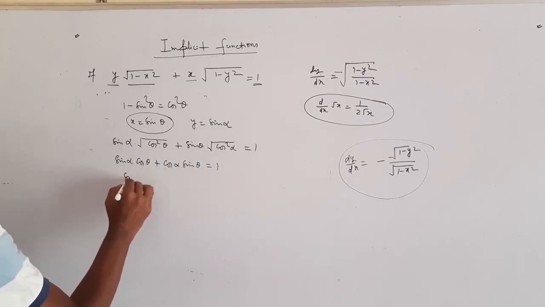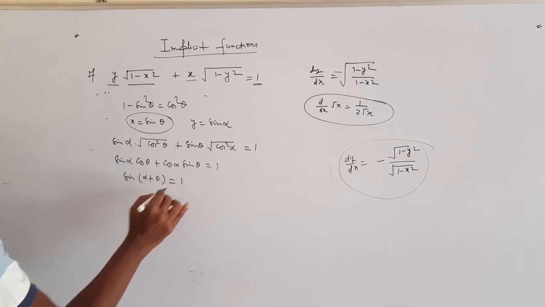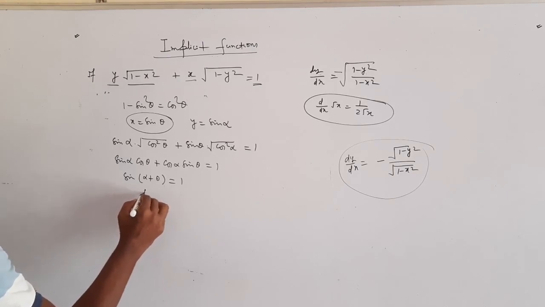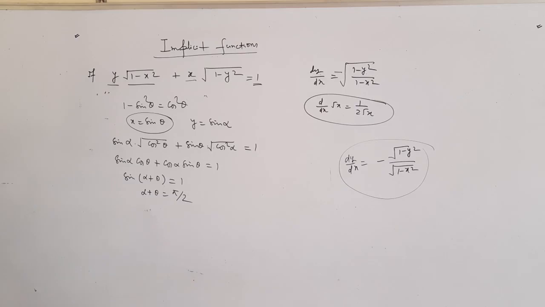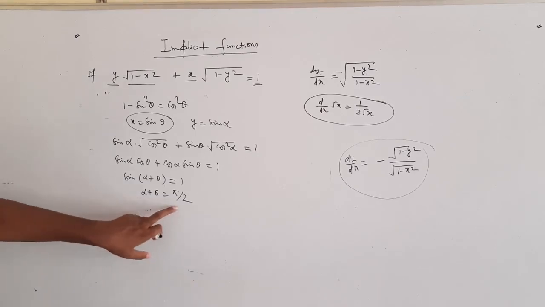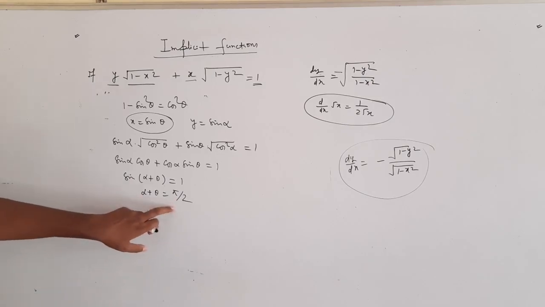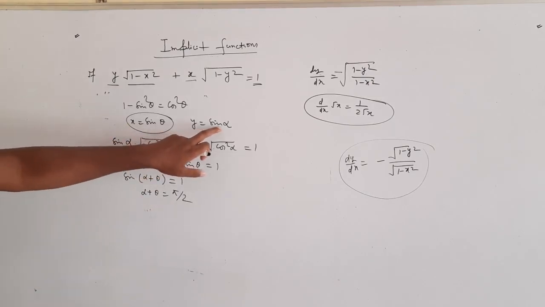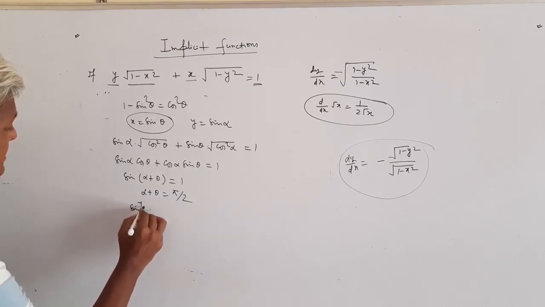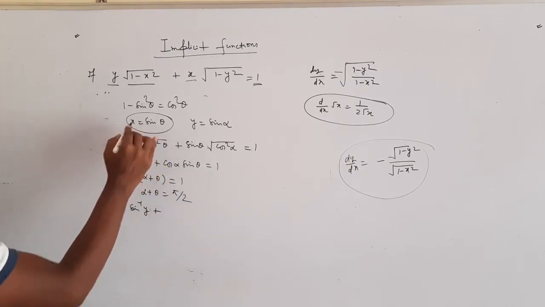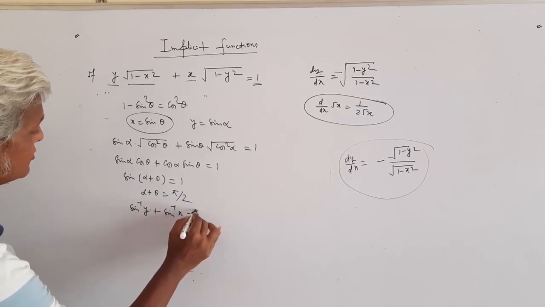So this one gives you the formula that sine of alpha plus theta equals 1. Now therefore alpha plus theta equals pi by 2. So you are getting the final answer as alpha plus theta is pi by 2. Now what is alpha? Alpha is sine inverse y, and what is theta? Sine inverse x. So sine inverse y plus sine inverse x equals pi by 2.